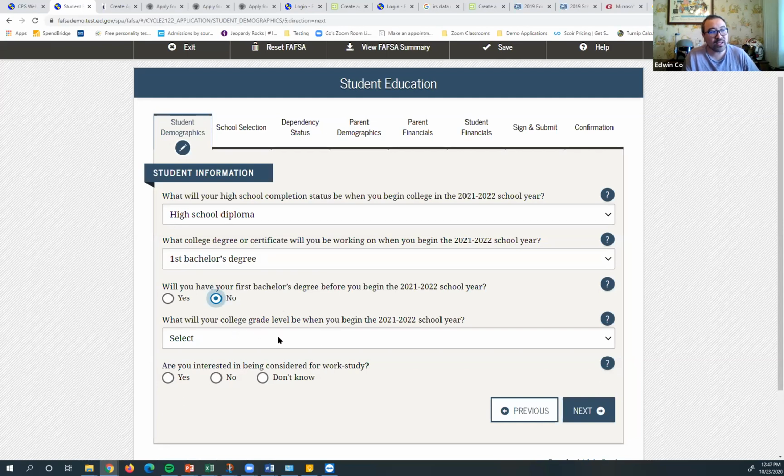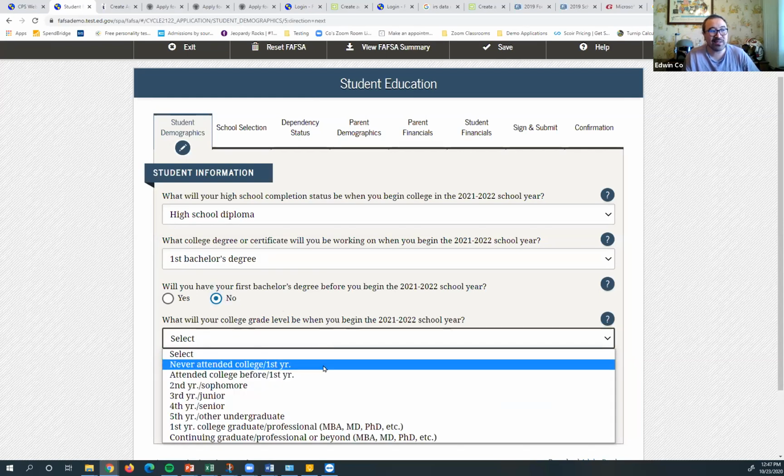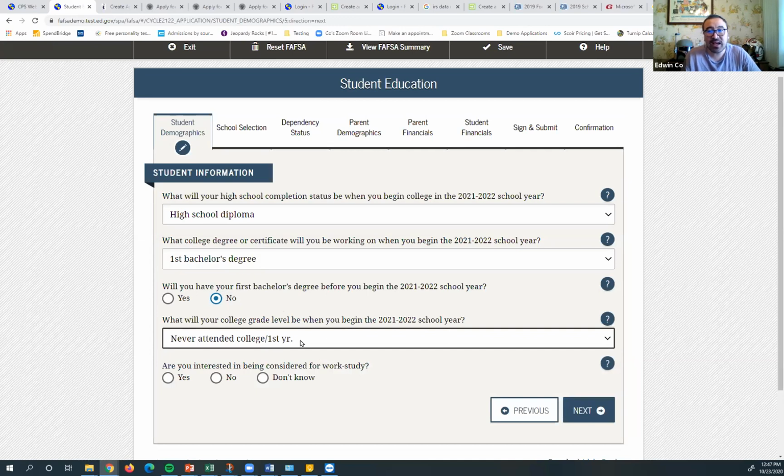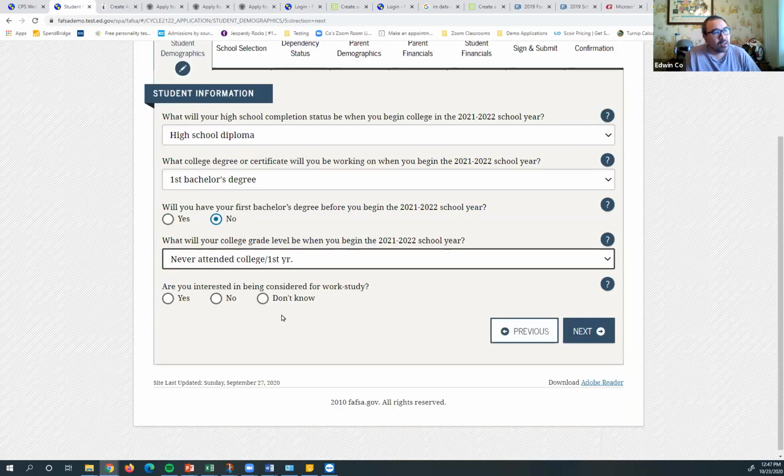And then what will your college grade level be when you start next year? It's going to be never attended college. Once again, even if you have community college credit, it's still going to be never attended college because you haven't been in the financial aid system yet. All right, next question. Are you interested in being considered for work study? Everyone should put yes. That way they'll hopefully include that as part of your financial aid package if you are eligible. So we're all answering it the same way: high school diploma, first bachelor degree, no, never attended college first year, and then yes to work study.